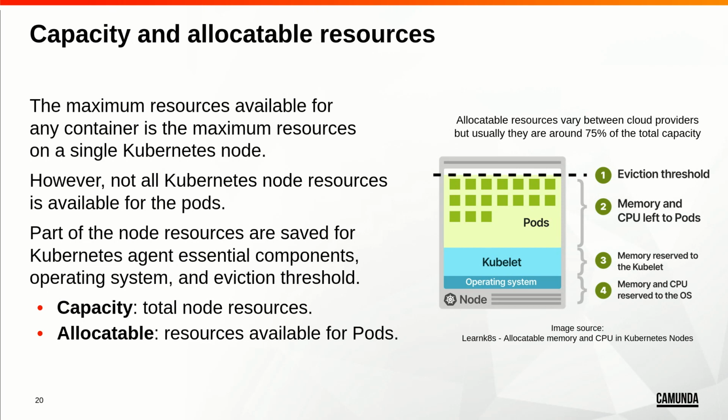So if you have a node with 100 gigs of RAM, you can use only about 75 gigs of RAM for your pods, and the rest is preserved to make the node work. It's worth mentioning that allocatable resources vary between cloud providers. So what's on GCP is a bit different from what's on AWS and so on. But usually allocatable resources are around 75% of the total capacity of the node.